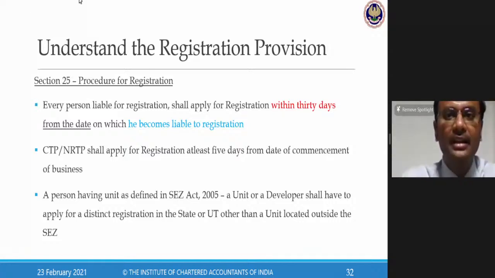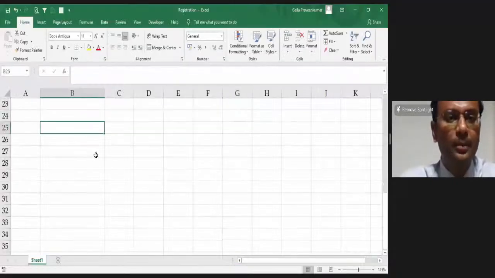Let me share my Excel to explain a couple of examples over here. Hope you are able to see my Excel file.